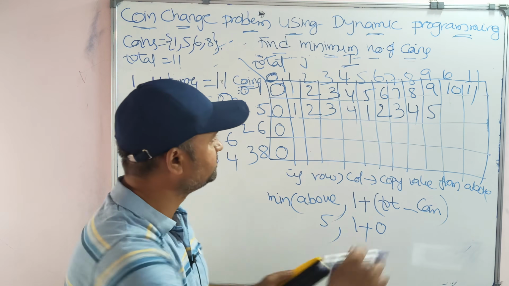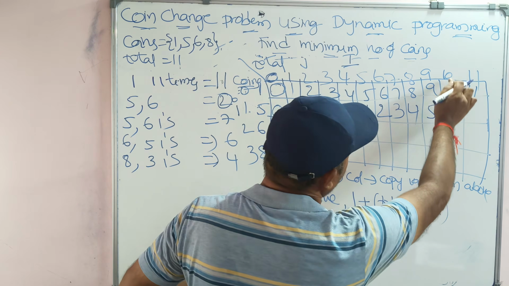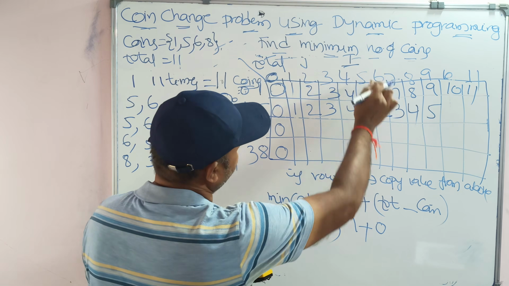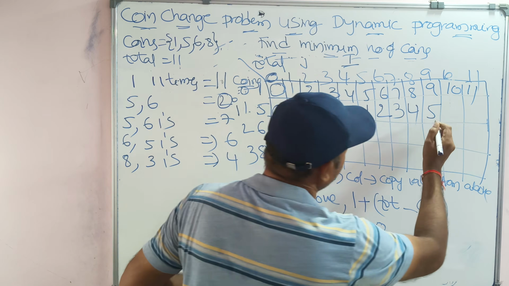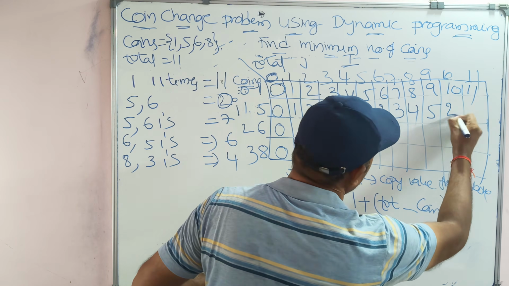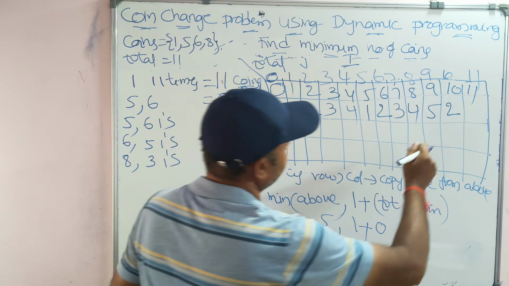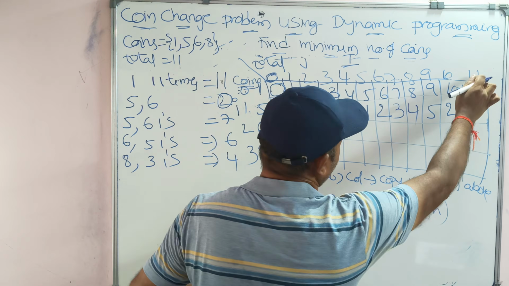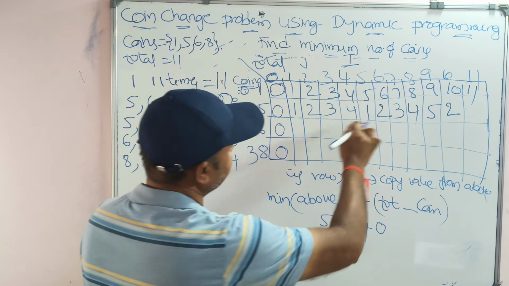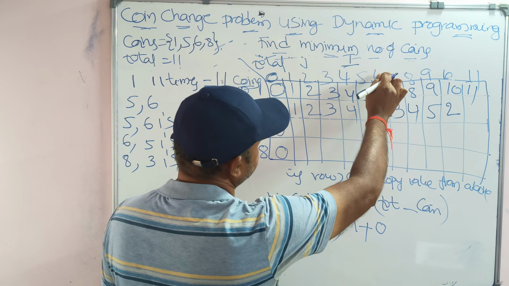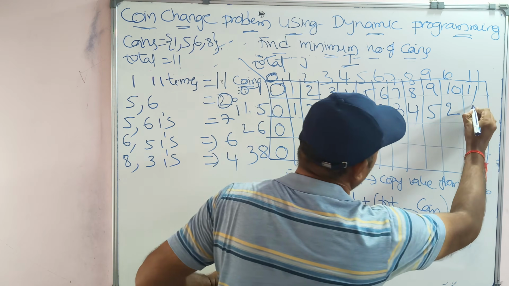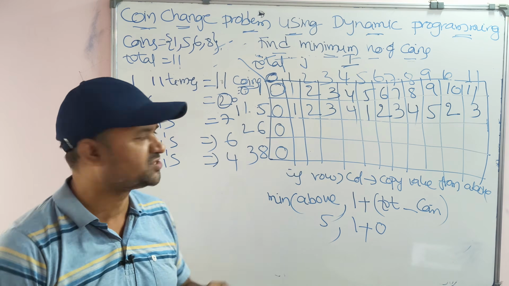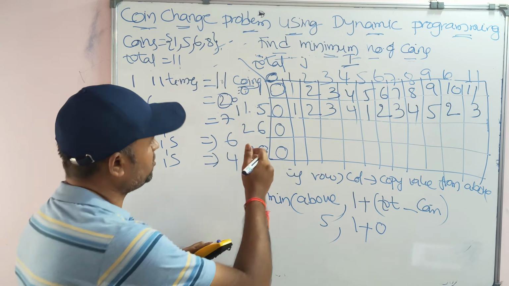Now let's see this cell. So minimum of 10 comma. So 10 minus 5 means 5. So in the same row, go to the 5th column. It contains 1. So 1 plus 1 means 2. Out of 10 and 2, 2 is the minimum value. Okay. So in order to make 10, we require two 5 coins. Next, 11 minus 5 means 6. So in the same row, go to the 6th column. It contains 2. So 2 plus 1 means 3. So in order to make a total of 11, we require 3 coins: two 5 coins and one 1 coin.